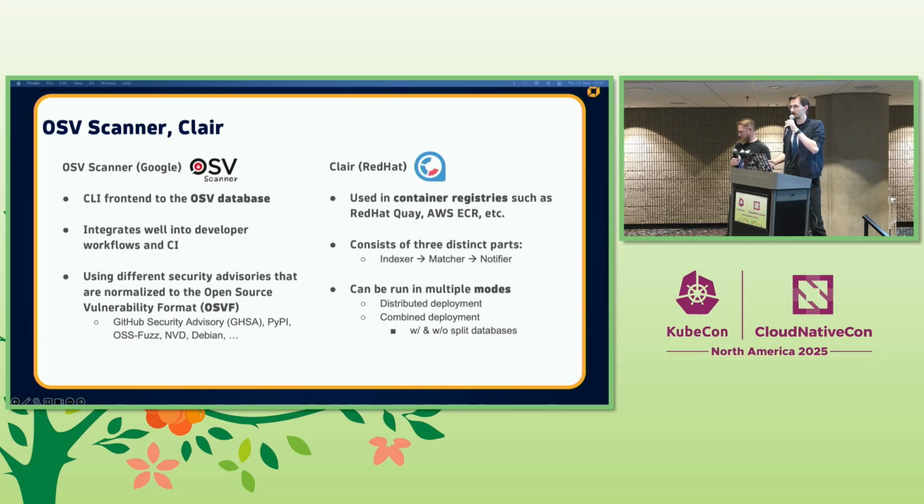Then we have Clair. And I would say it's more for the enterprise side because it's, for example, used in AWS ECR, in the Elastic Container Registry, and it's made of 3 different parts. You have the indexing, you have the matching, and then the notification logic. And the positive thing is it's quite sophisticated on how you want to deploy it, either distributed with multiple databases even, so that's really nice if you need that.